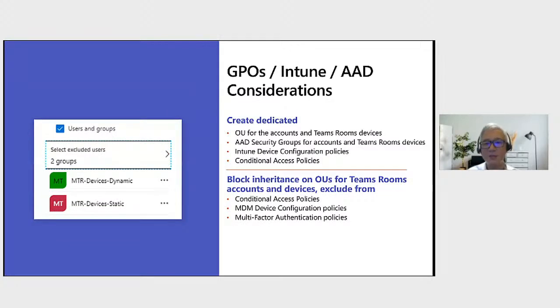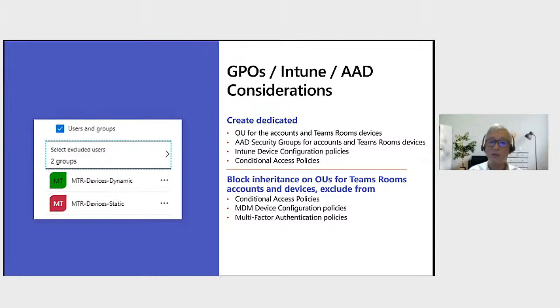At the same time, you also want to create dedicated OUs. So you put the accounts for those Teams Room devices into specific OUs and create specific security groups for those accounts, so that you can then configure it in your Intune device configuration and your conditional access policies.